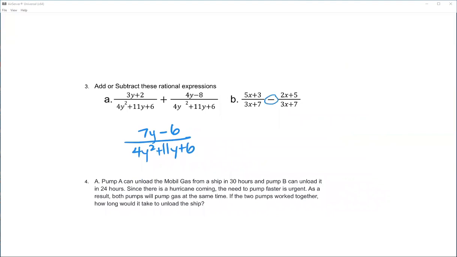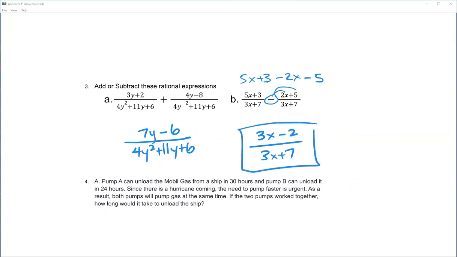Here's a minus sign. I just want to make sure that you guys distribute it properly before you combine fractions. So it'll be 3x plus 7 on the bottom, and then it'll be 5x plus 3 minus 2x minus 5. So 5x minus 2x is 3x. 3 minus 5 is negative 2, and that's all you could do here. You cannot simplify, you cannot cross out the 3x on top and bottom.